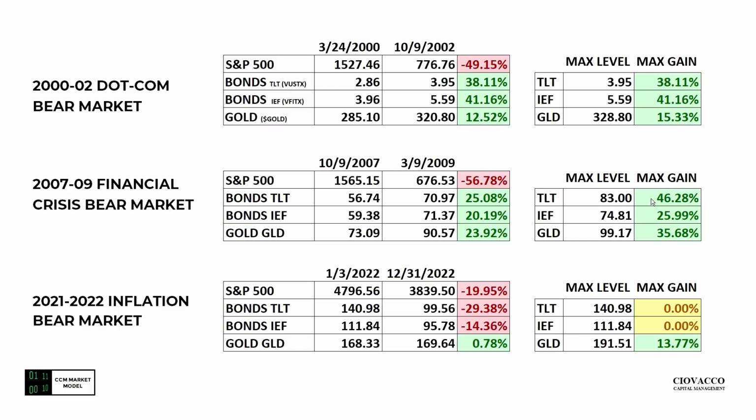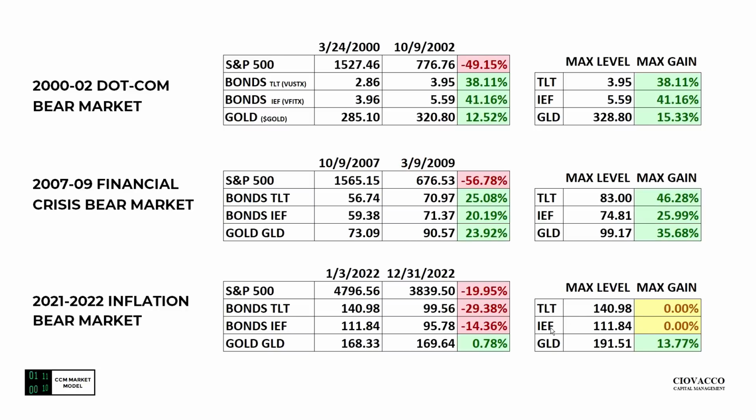TLT absolutely crushed it. You didn't have to do anything particularly fancy. You could own boring government bonds during the financial crisis, and that would have helped performance. Gold did extremely well between this date and this date. Not the case last year.